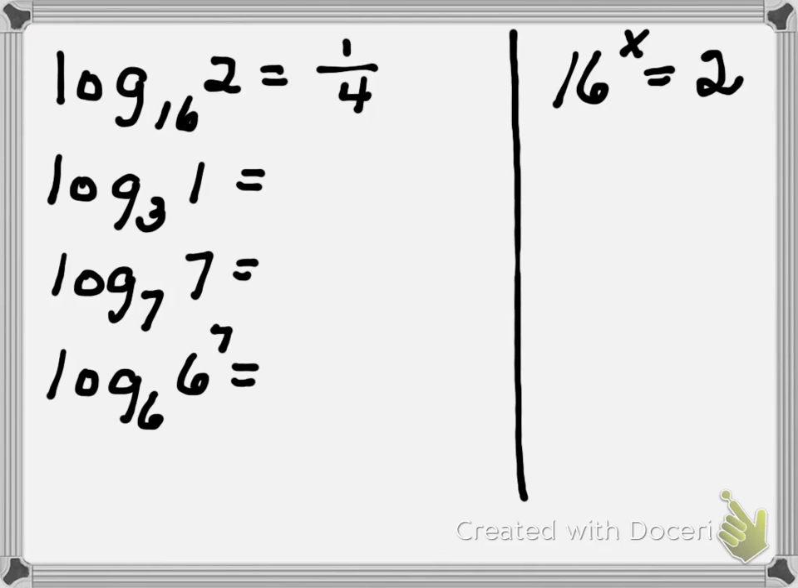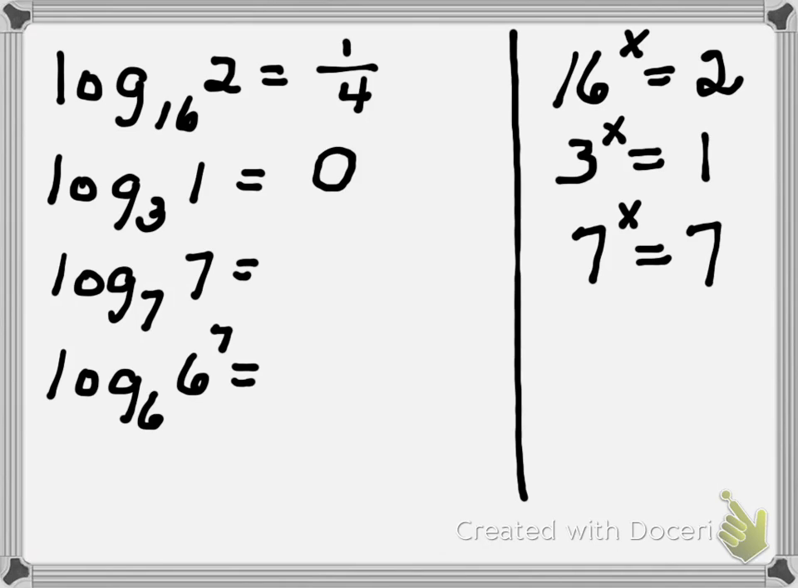The next one is 3 to what power is equal to 1? And that would be the 0 power, because 3 to the 0 power is equal to 1. The next one is 7 to what power is equal to 7? And that would be the 1st power.